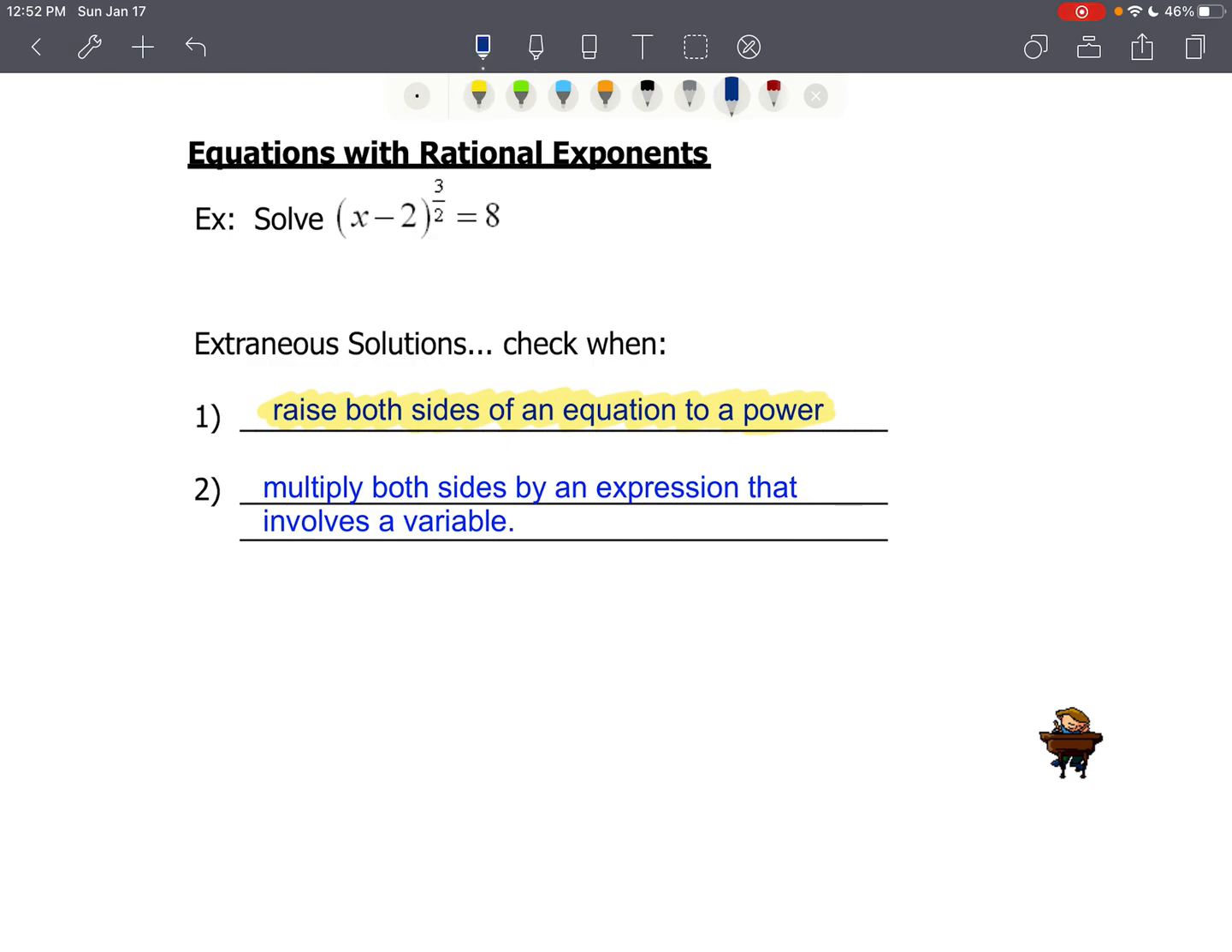Whenever you are multiplying both sides of an equation by an expression that involves a variable. So for instance, 1 over x plus 2 over 5 equals 3 over 4. When we clear our equation here, we're having to multiply by 20x. That would involve this part right here, multiplying by an expression involving a variable. So whenever that happens, you have to check for extraneous solutions.